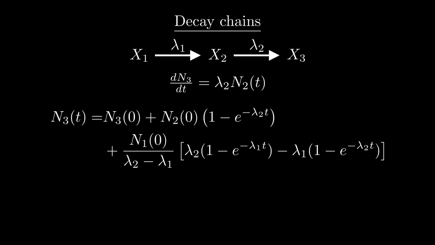But the first term is just the initial amount of x3, which is stable and doesn't decay away. The second term is the initial amount of x2 that decays into x3, and the final big term on the second line is the initial amount of x1, which decays into x2, and then x3.